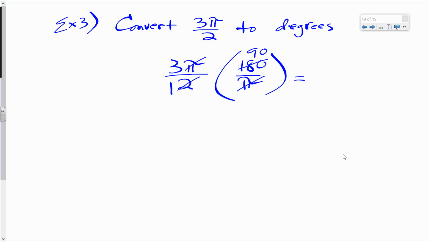Cool. Now it makes life more simple, huh? So numerator times numerator, that's going to be 3 times 90. I think it's 270 over 1. Lo and behold, it's 270 degrees.